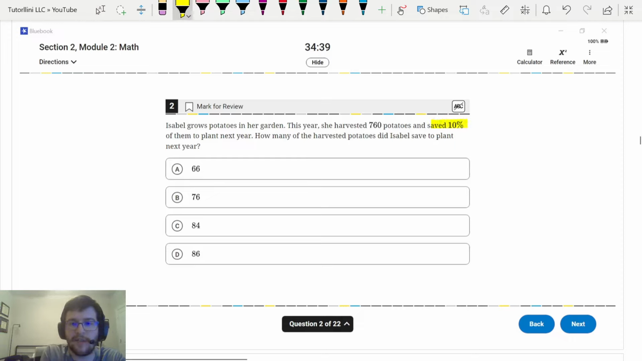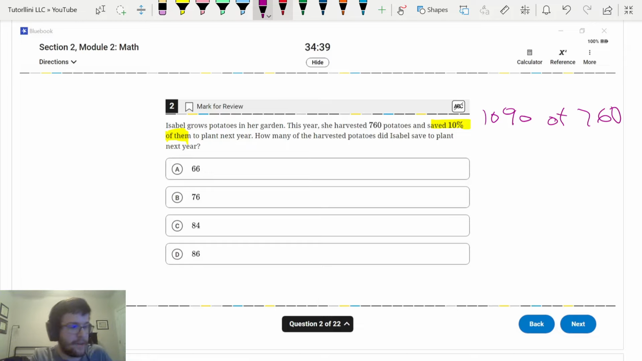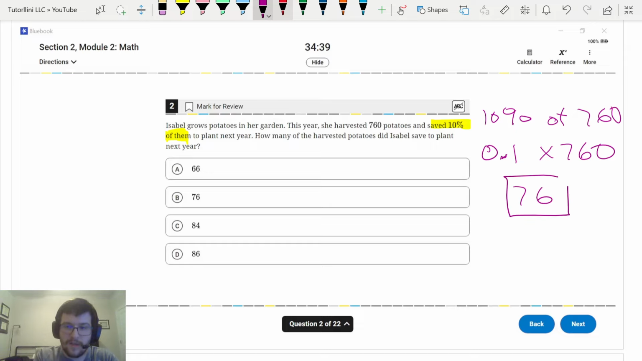It says she saved 10% of them. So we're going to do 10% of 760. For a percent-of question, you change the percent to a decimal by dividing by 100. So let me go on my calculator. 10 divided by 100. Okay, so that's 0.1. Of means multiplication, so you change that to a multiplication. And now you just go on your calculator, 0.1 times 760, and you get 76. And that is the answer.